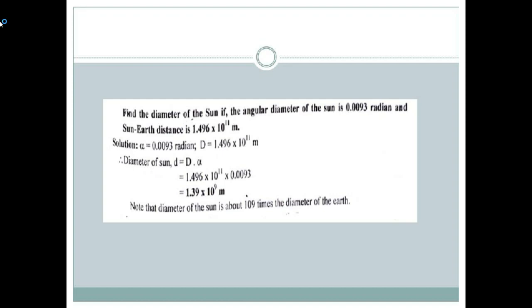Therefore, the diameter of the sun, small d, is equal to D into the angular diameter alpha. So d is equal to 1.496 × 10^11 into alpha, which is 0.0093. When you solve, you will get 1.39 × 10^9 meter. Note that the diameter of the sun is about 109 times the diameter of the earth. This is a very important thing.